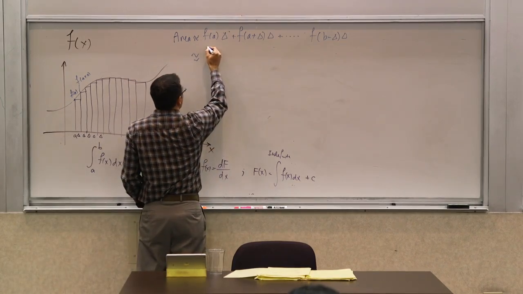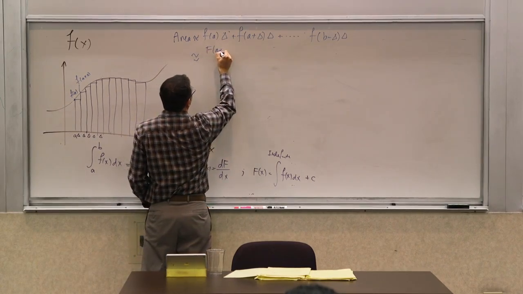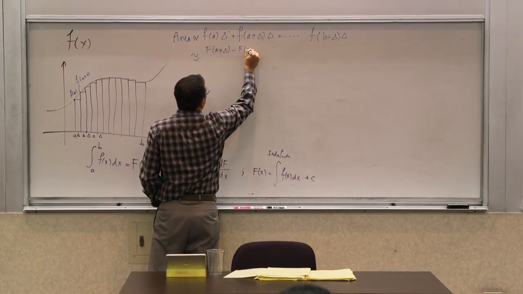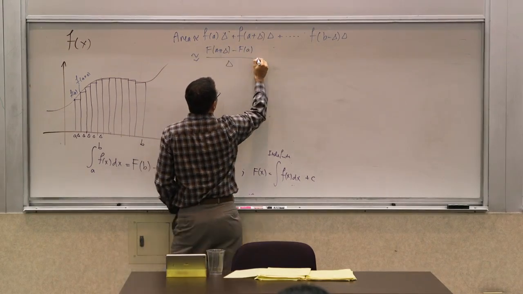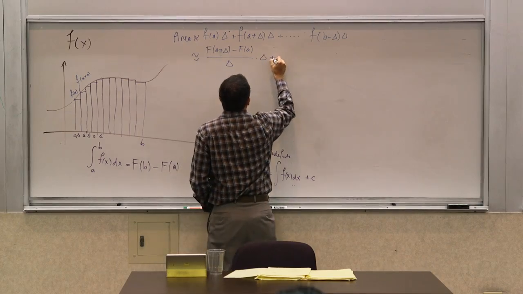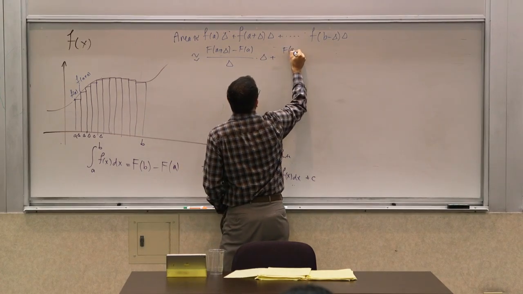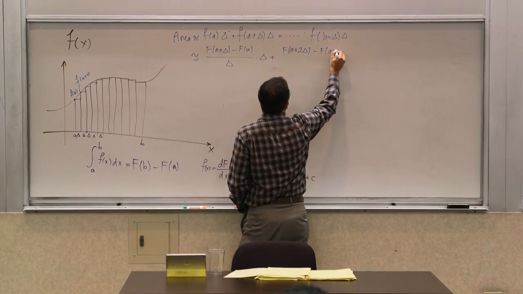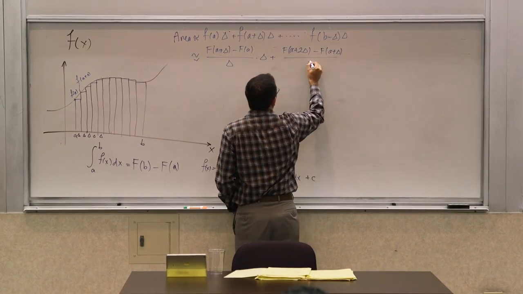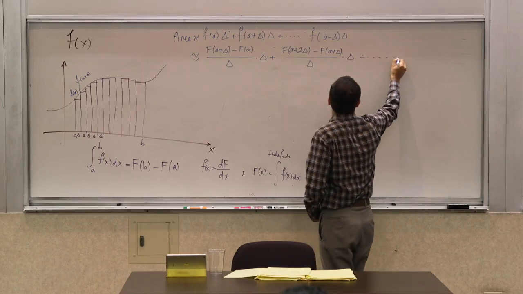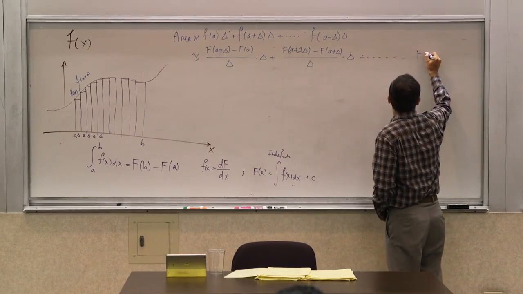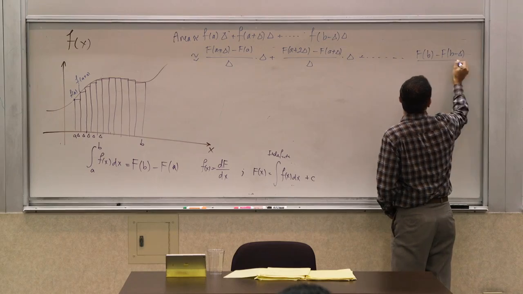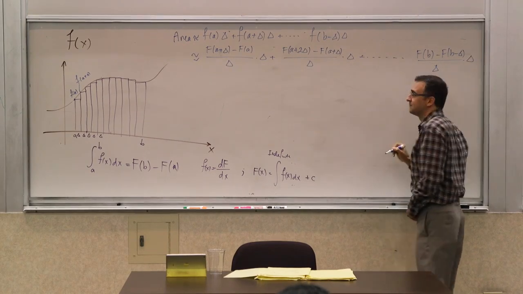So I can write this definition here. So this is really capital F of a plus delta minus capital F of a divided by delta times delta, plus the next one, capital F of a plus 2 delta minus capital F of a plus delta divided by delta times delta, and so on and so forth. So at the end, I will end up with capital F of b minus capital F of b minus delta divided by delta times delta.